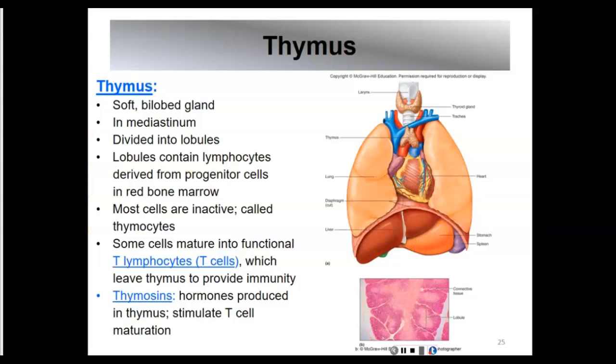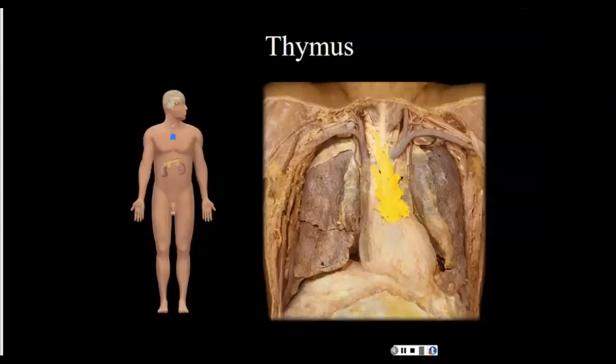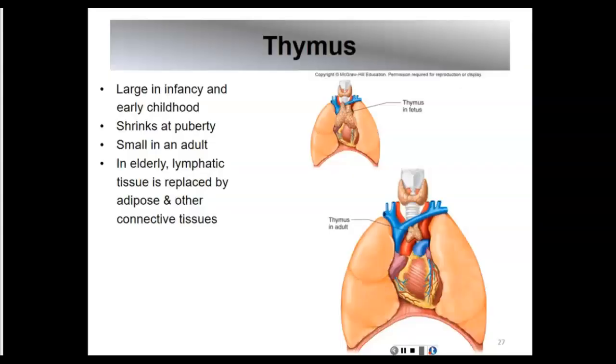The thymus is a gland in the mediastinum. It's divided into lobules. It contains lymphocytes, and most cells are inactive, called thymocytes. Some cells mature into functional T lymphocytes, or T cells, which leave the thymus to provide immunity. Thymosins are hormones produced by the thymus, which will stimulate T cell maturation. The thymus is larger when you're an infant and in early childhood, and it shrinks at puberty and is smaller in an adult.